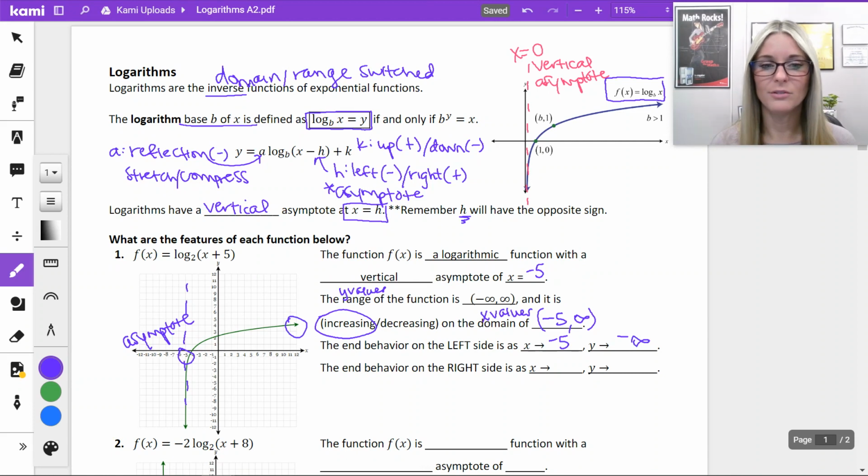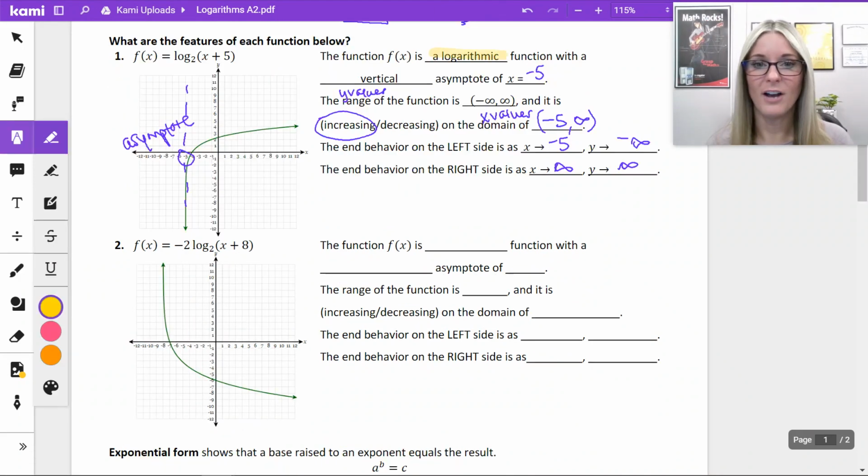In the right end behavior, where is x going? X is going out, out, out towards infinity. And the y is creeping up ever so slightly, but forever. So it's inching up towards infinity.